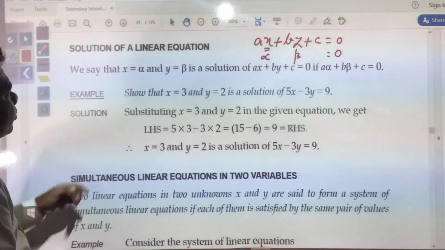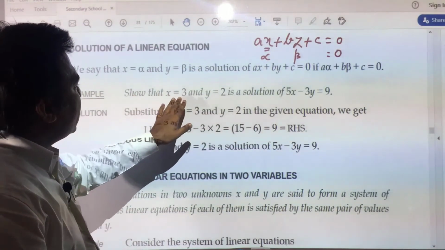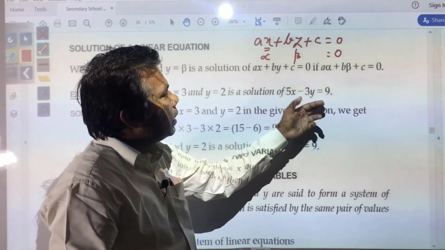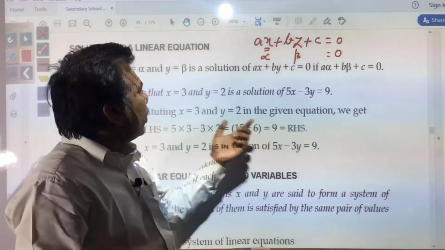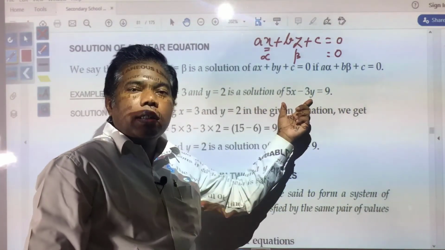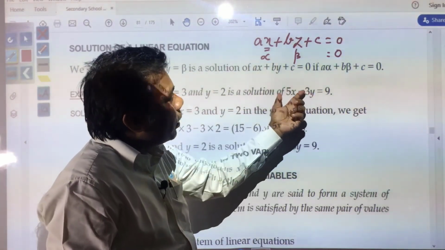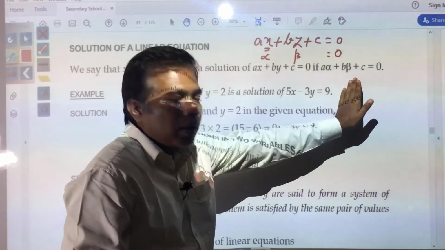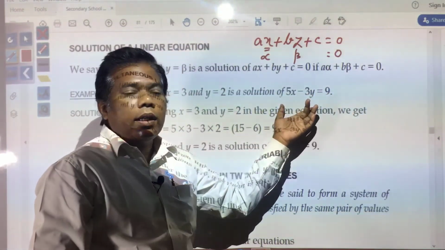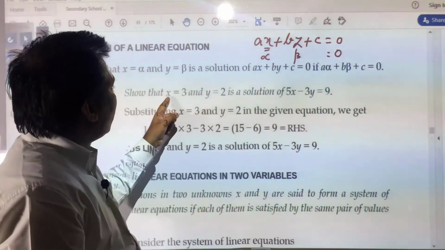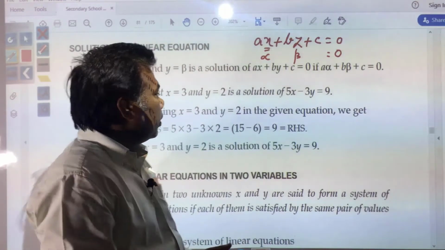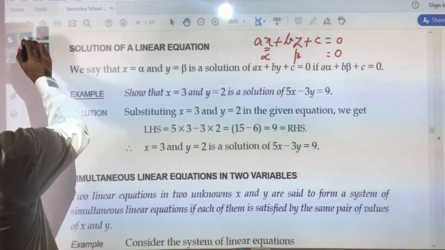Example: show that x is equal to 3 and y is equal to 2 is a solution of 5x minus 3y is equal to 9. It means that if you put the values of x and y in this equation and LHS is equal to RHS, then the values of x and y will be called a solution of this equation. Here you see how it has been done.